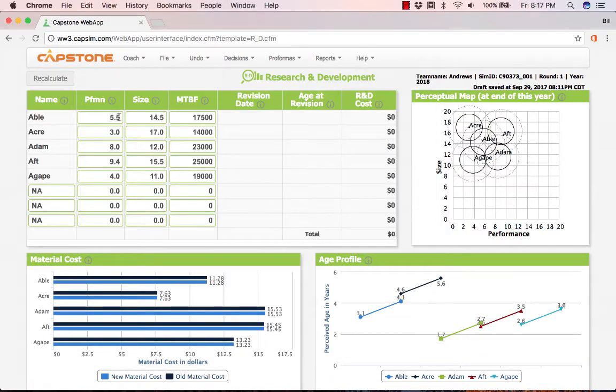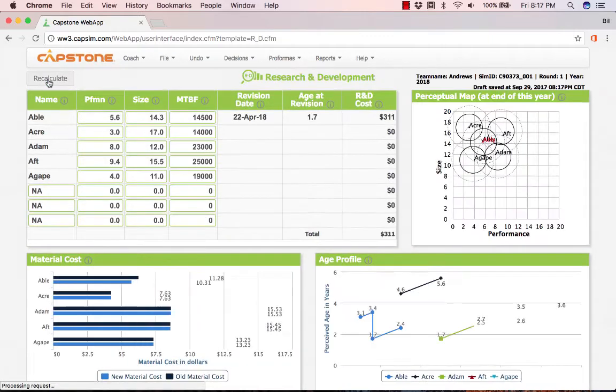And so what I'm going to do is put in here 5.6. I'm going to make it a little faster, and I'm going to make it 14.3, so just a little bit smaller. And then again, remember, reliability didn't matter too much to these folks. So here it's jacked up to 17.5. I'm going to move it way down to 14,500 in terms of reliability. Okay, I'm going to hit recalculate, and what do we end up with?